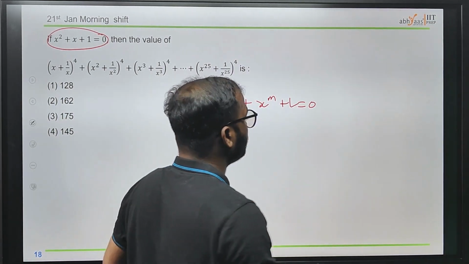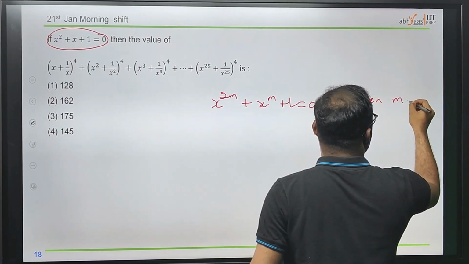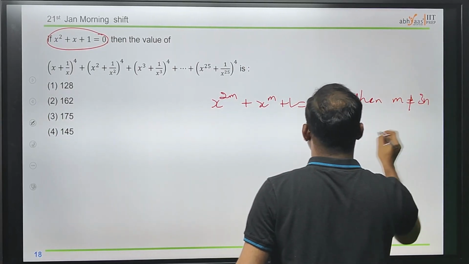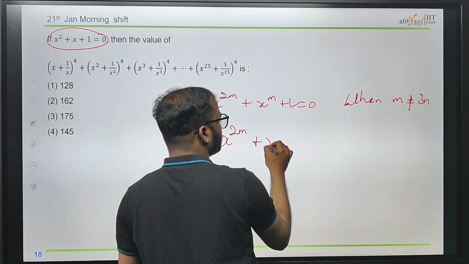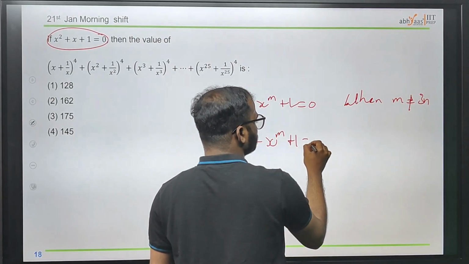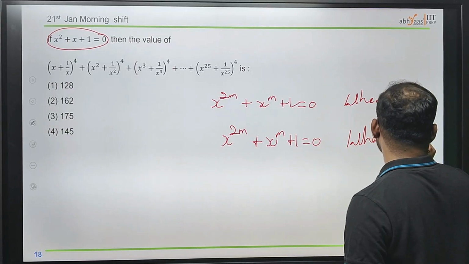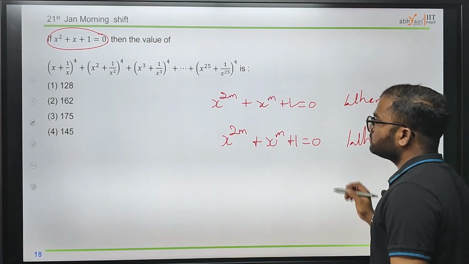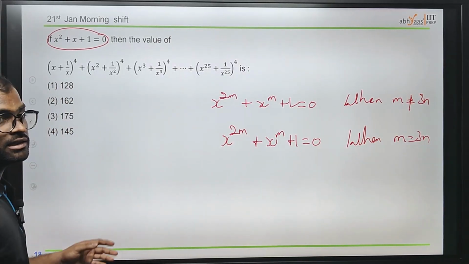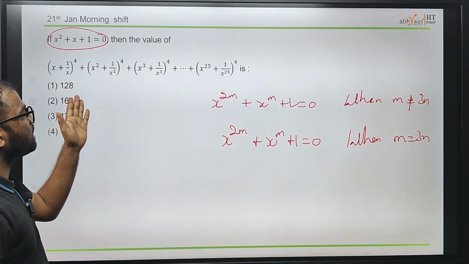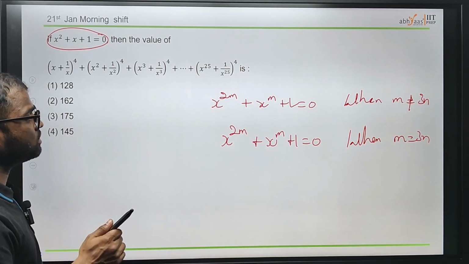This will happen only when m is not equal to 3n, okay. And also we have another one, which is x power 2m plus x power m plus 1 is equal to 0 when m is equal to 3n, okay. By using this property we can easily solve this one, which is out of this we may get 17 times of minus 1 and another 1, okay. By using this we can easily solve that one, okay. I hope you understood, okay.